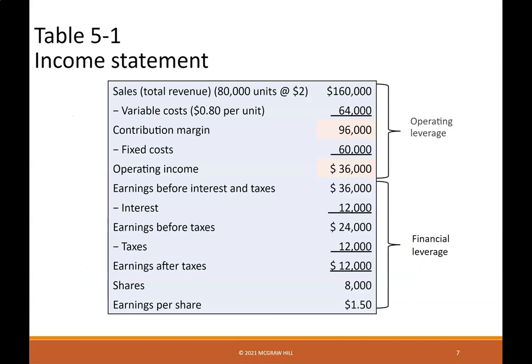Table 5-1, Income Statement. The operating leverage covers the sales minus variable costs, which equals the gross margin, or the contribution margin, divided by fixed costs to equal operating income. And then the financial leverage is the earnings before interest and taxes minus interest, divided by earnings before tax, minus taxes, equals earnings after tax, your shares and your earnings per share.